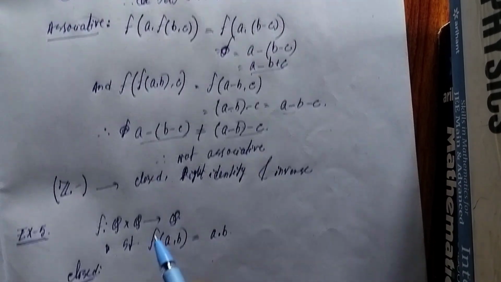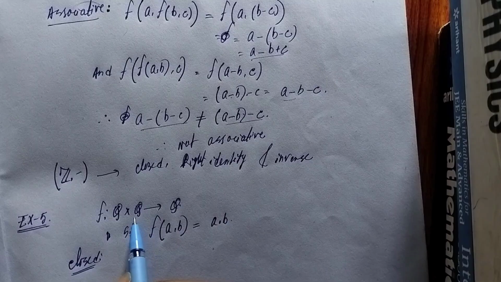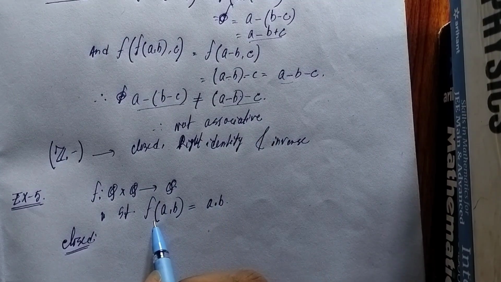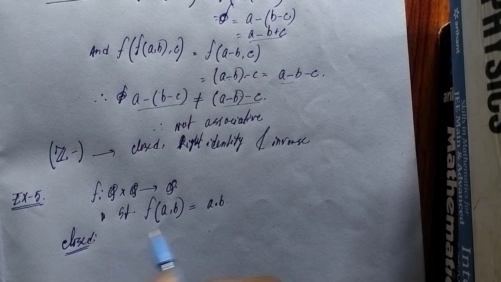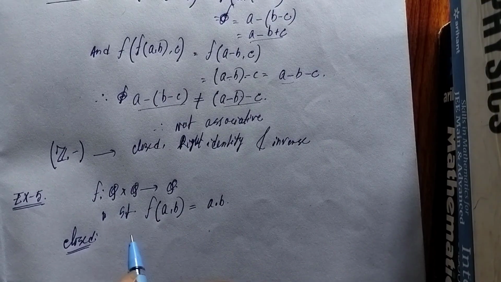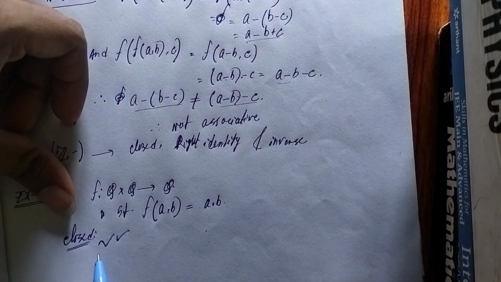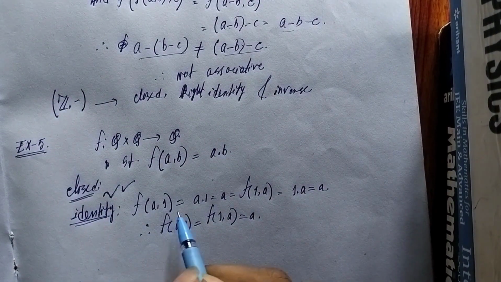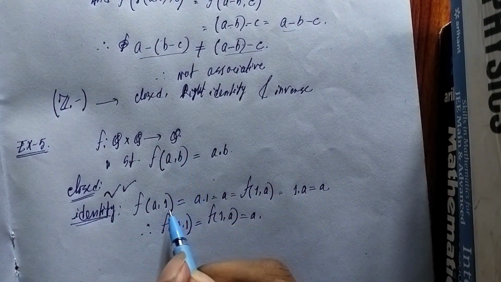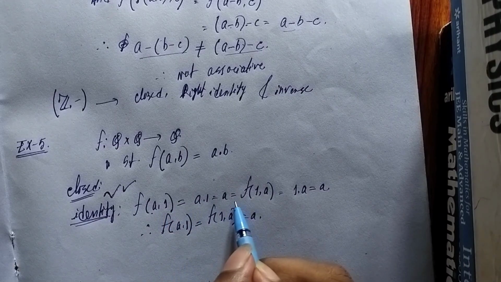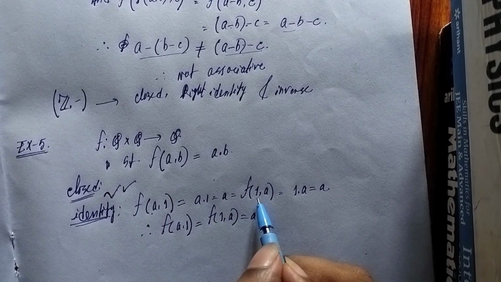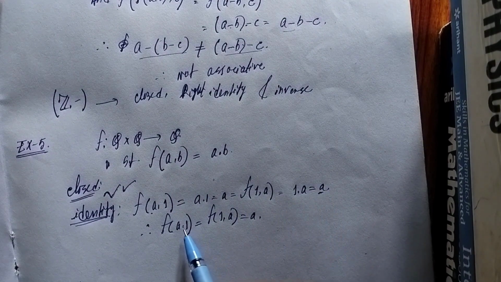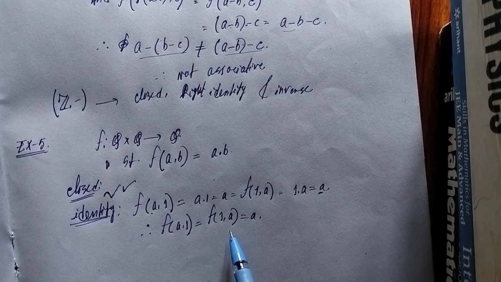Now take the rational numbers, where we are defining multiplication. This is closed because if we multiply any two rational numbers, we will end up with a rational number. Now for the case of identity, if we take 1 in the place of b, f of a comma 1 equals a into 1 equals a, and if we take 1 in the place of a, then we end up with a again. That means 1 is the left identity as well as the right identity. So 1 is the identity for Q.